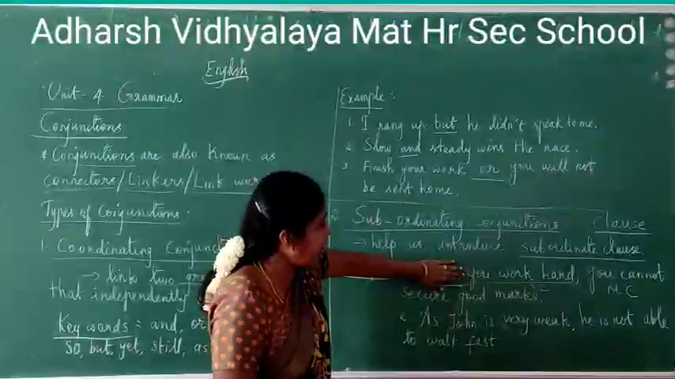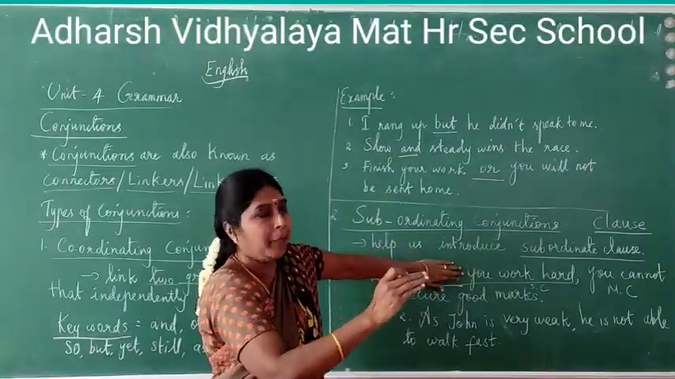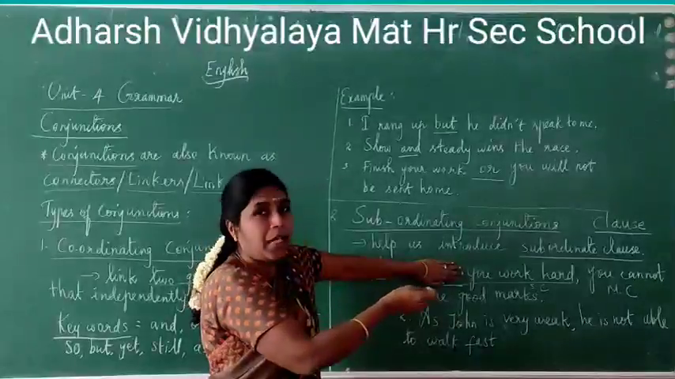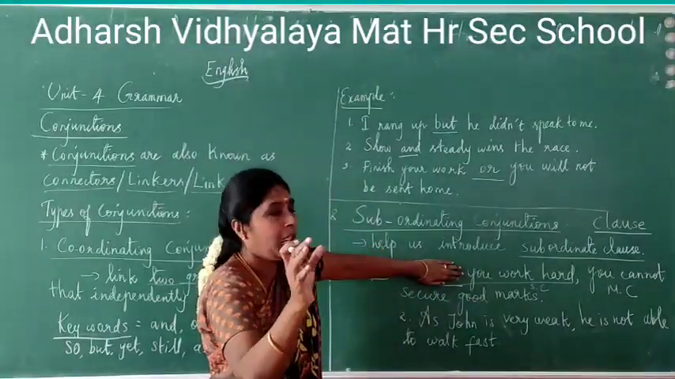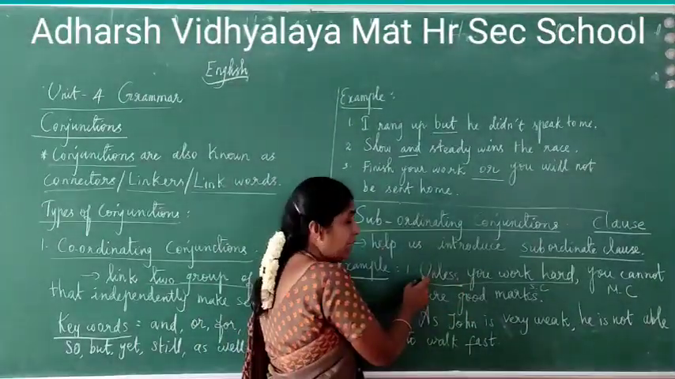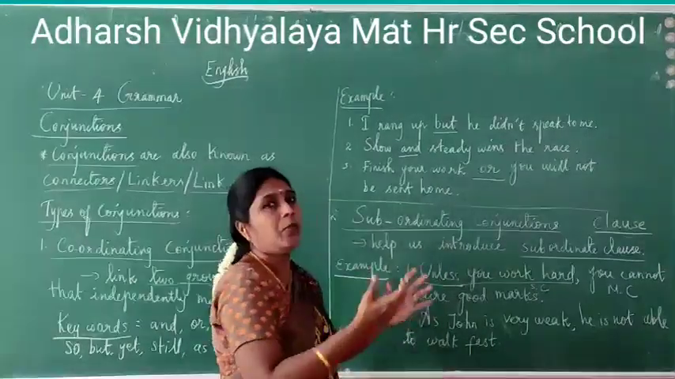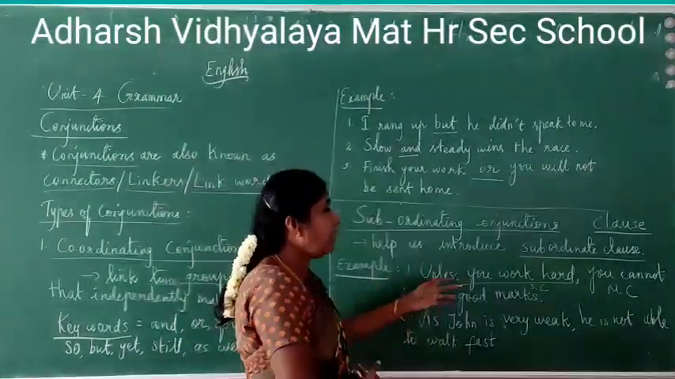Otherwise, if we take this word "unless", the meaning is not completed. You work hard: completed meaning. Then you cannot secure good marks: another completed meaning, that sentence. Both the sentences here are joined by the conjunction word, the subordinating conjunction "unless". Unless you work hard, you cannot secure good marks.